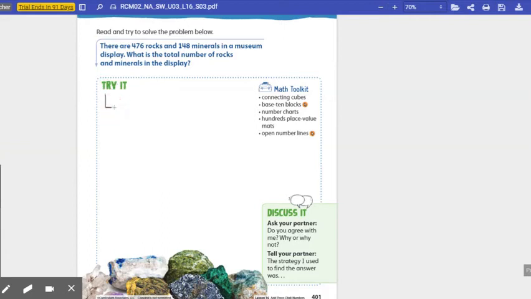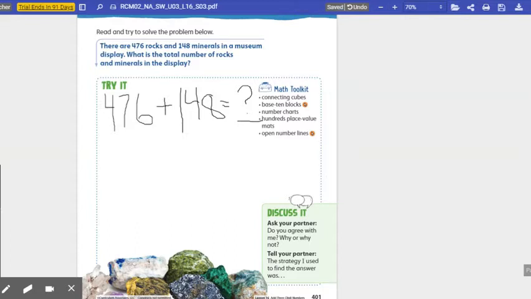All right, so we're going to have 476, and we're going to add, showing that by using the plus sign, 148 to get our total number. So that's our missing part. So what are we going to do to find our missing part here? All right, we're going to add them together.